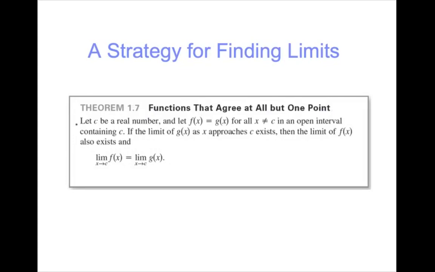So Theorem 1.7 says, let c be a real number and let f of x equal g of x for all x not equal to c in an open interval containing c. If the limit of g of x as x approaches c exists, then the limit of f of x also exists, and the limit as x approaches c of f of x is equal to the limit as x approaches c of g of x.